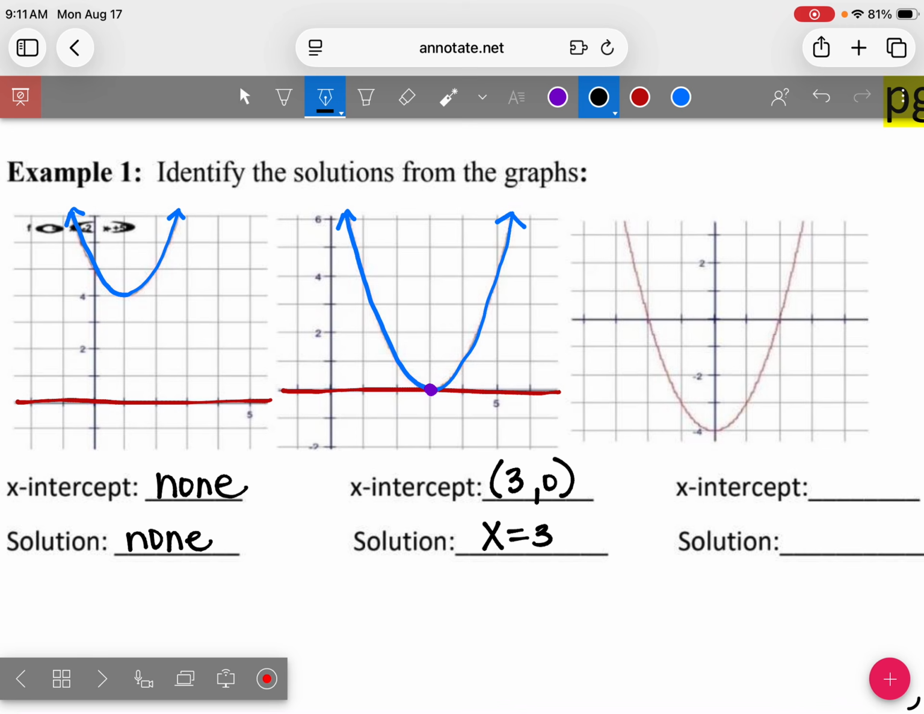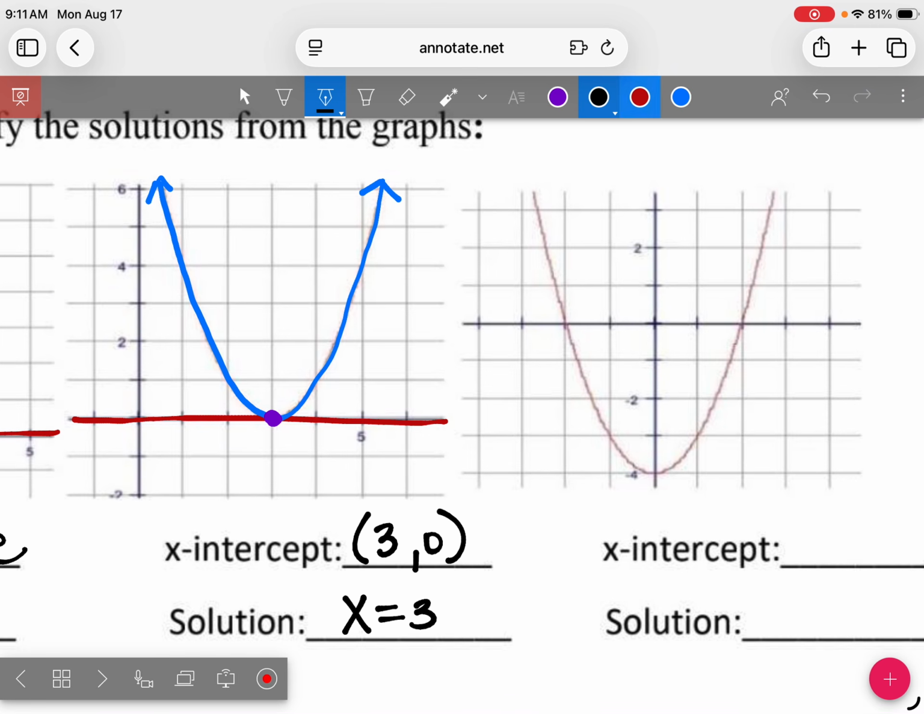All right, last one. Again, this is my axes. This is my parabola. I'm just tracing it through.